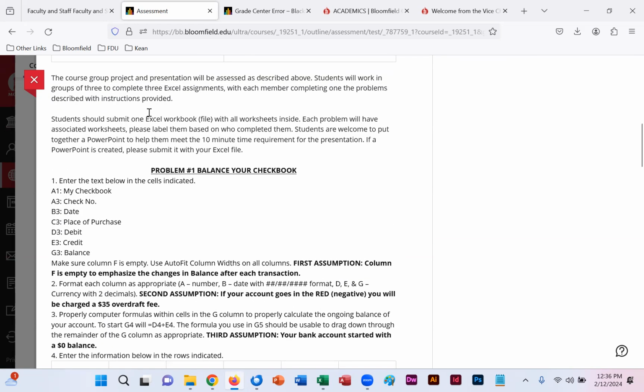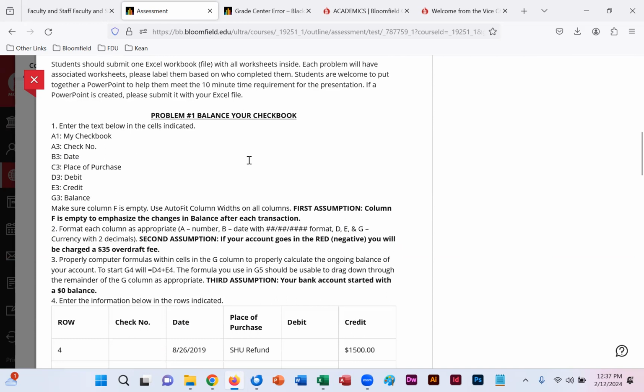So you could submit it one of 2 ways, either all 3 worksheets inside one workbook, or each as an individual workbook is fine. If you put together a PowerPoint for that presentation for the 10 minutes, you could submit that as well. But that's not until much later in the semester. We're just going to do these problems in class on Wednesday and pick your groups. So this way, you have plenty of time to fix this up.